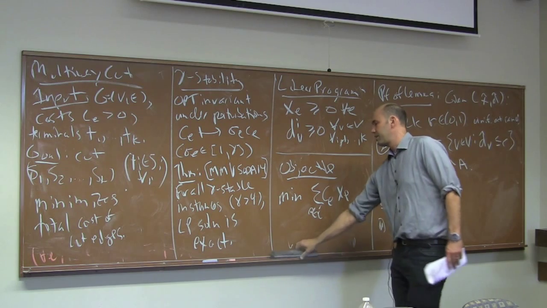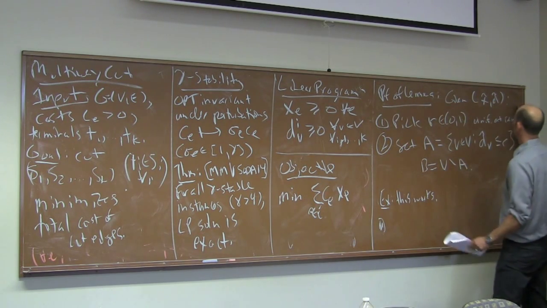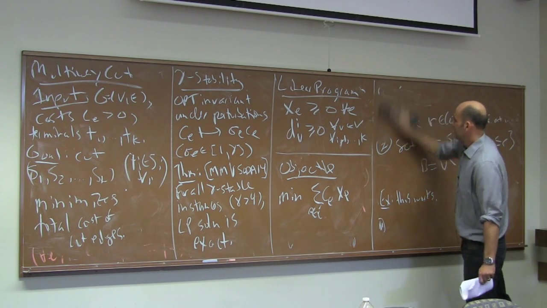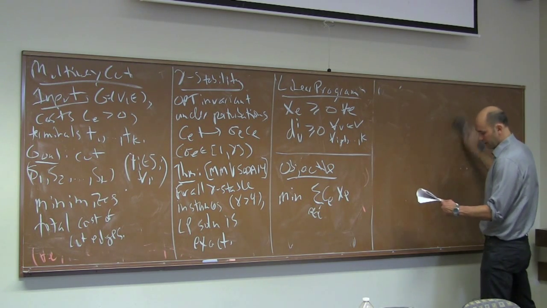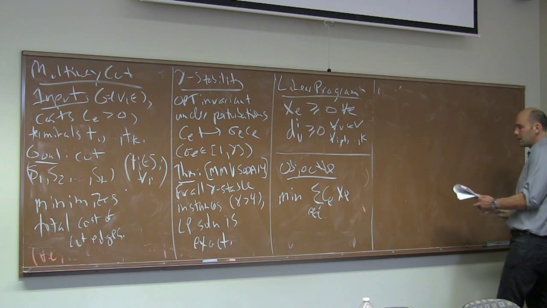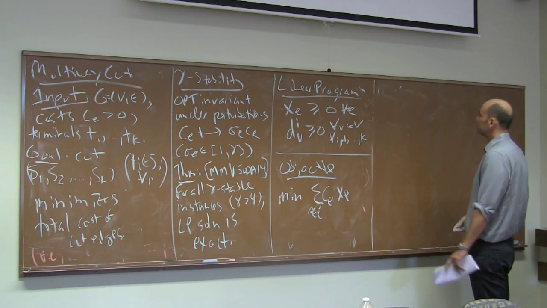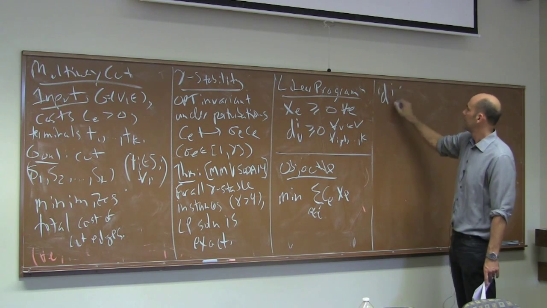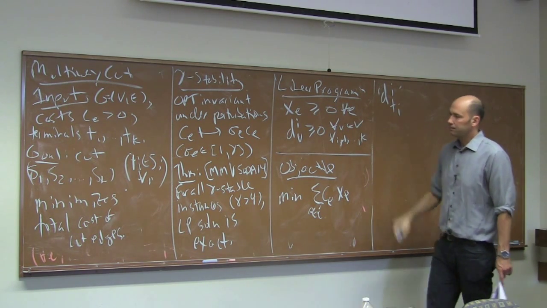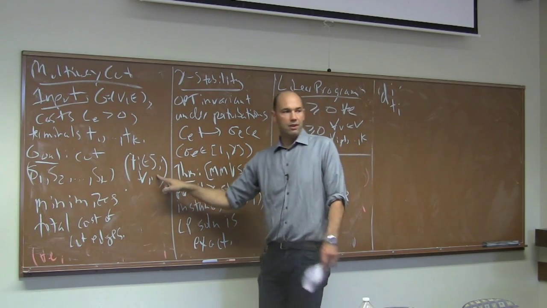Okay, XE is whether the edge got cut or not, and we pick up the cost CE each time an edge is cut. So how about the constraints? The constraints are sort of interesting. So first, what's clear is that, remember, the ith terminal better be in the ith group.